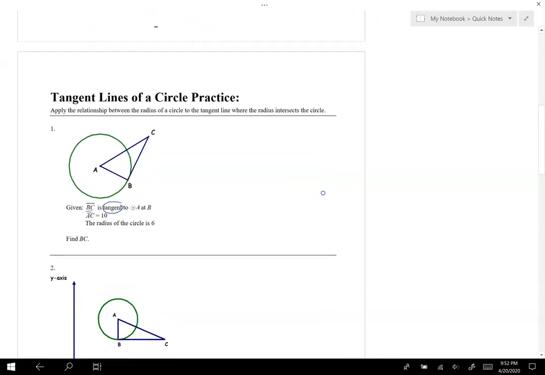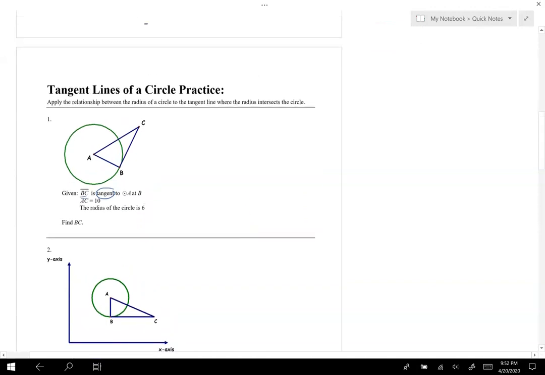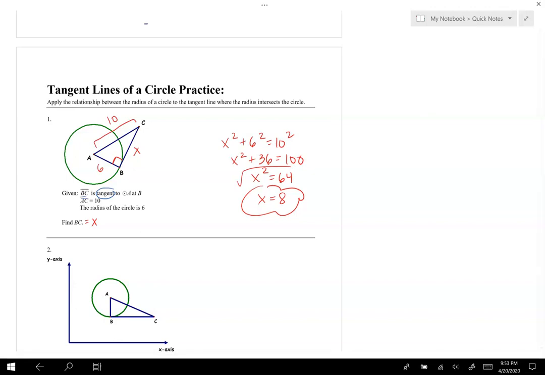So segment BC is tangent to circle A at point B. So here's my right angle. AC is 10, and the radius of the circle is 6. How long is AB? So we're going to make that X. All right, so Pythagorean theorem. Because I have a right triangle, x squared plus 36 equals 100. X squared equals 64. Take the square root of that and the positive number. X is 8. Okay, so we're looking at right triangles again. That's your goal. Tangent lines of a circle, you have Pythagorean theorem.